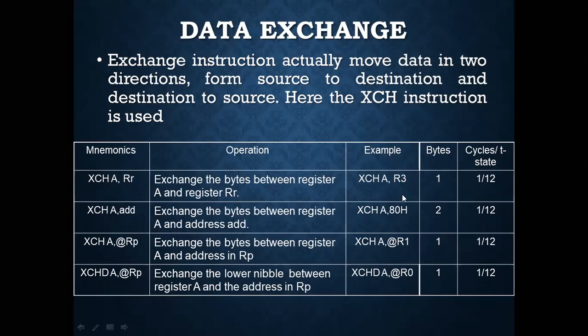As you know, in this particular slide, the second instruction holds only the 8-bit address. Otherwise, no instruction has any 8-bit or 16-bit data or address. So except for this second instruction, XCH A, 80H, all the instructions are single-byte instructions. Only the second one is a 2-byte or double-byte instruction. Clear?